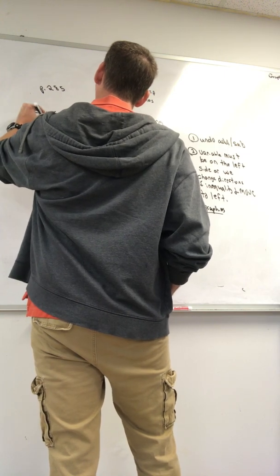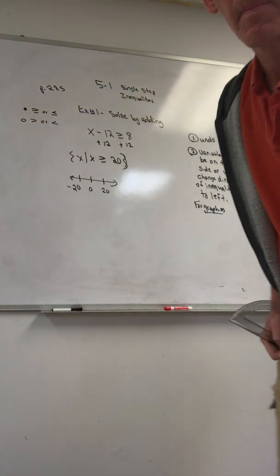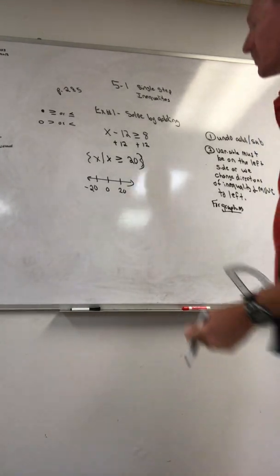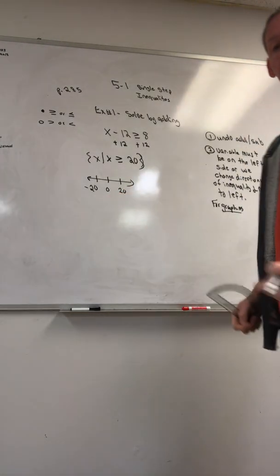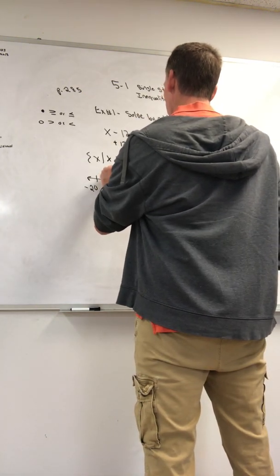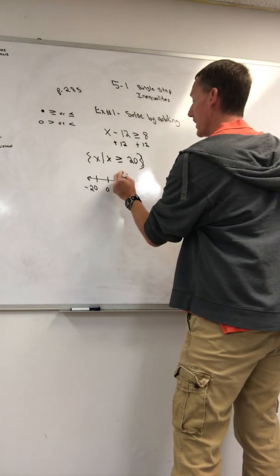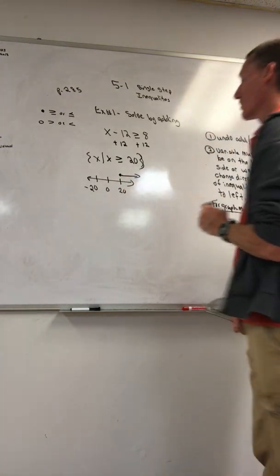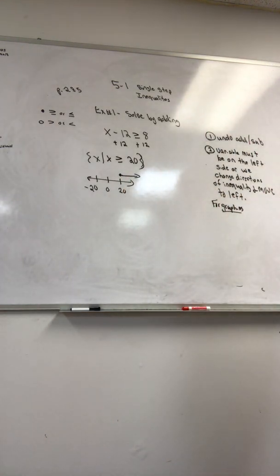Open dot is greater than or less than. So we're back over here. Make sure we can see this. It's going to go over the 20. It's a closed dot. It points to the right, so it's going to go to the right, like that. That's just example 1.